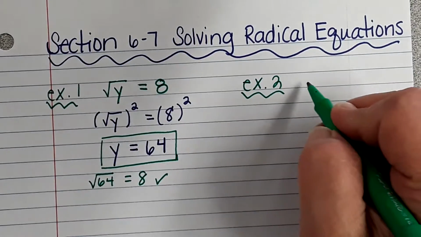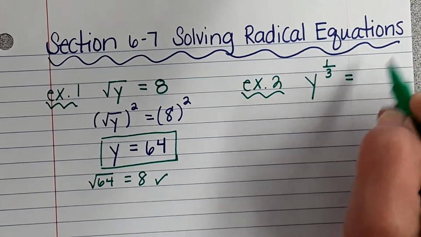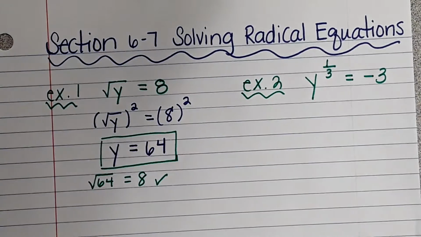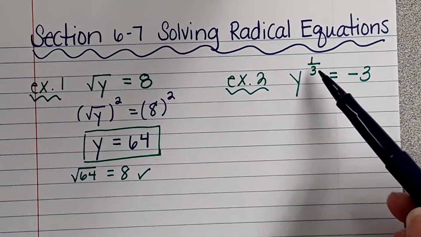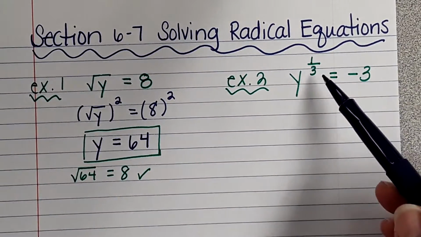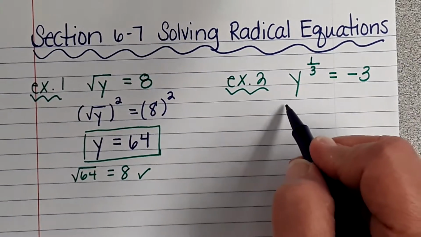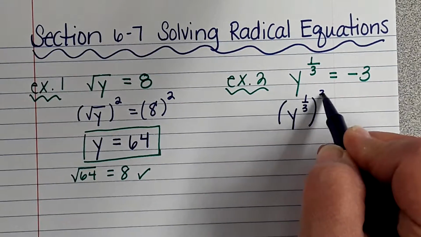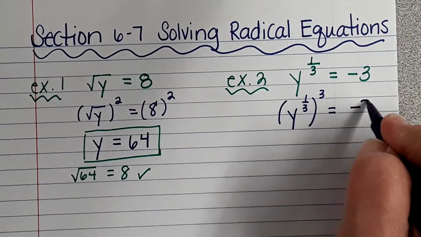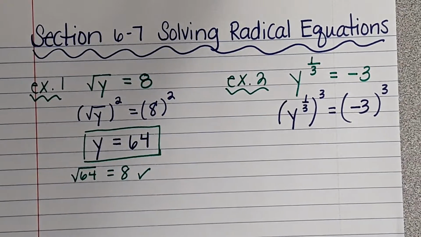Now I can give you the same equation, but this time I'm going to write it in exponential form. So this is exponential form. You're going to look at the denominator of the fraction. What is the denominator of the fraction? 3. That means in order to get rid of the fraction, we need to cube both sides of the equation. So whatever the denominator of the fraction is, whatever your index is, is what you do to both sides of the equation.